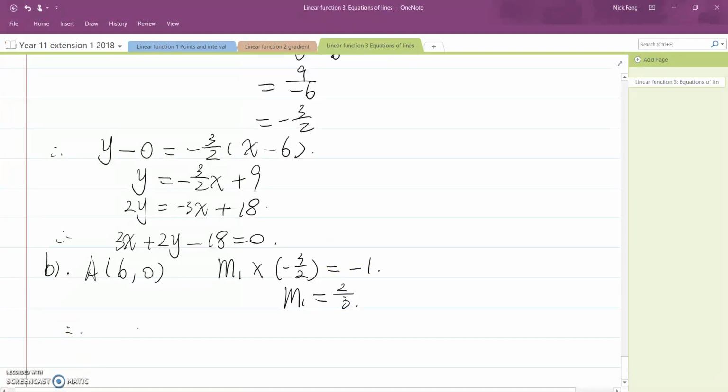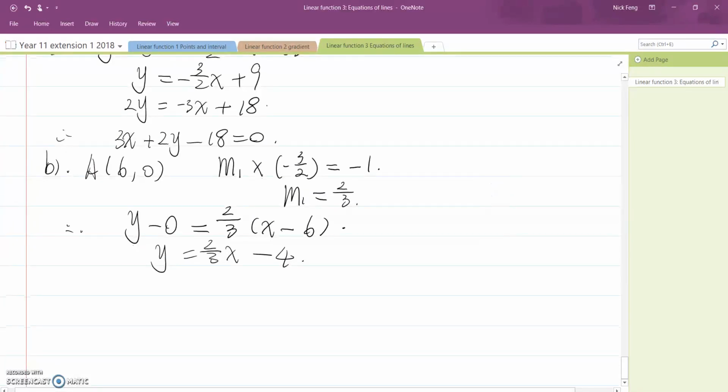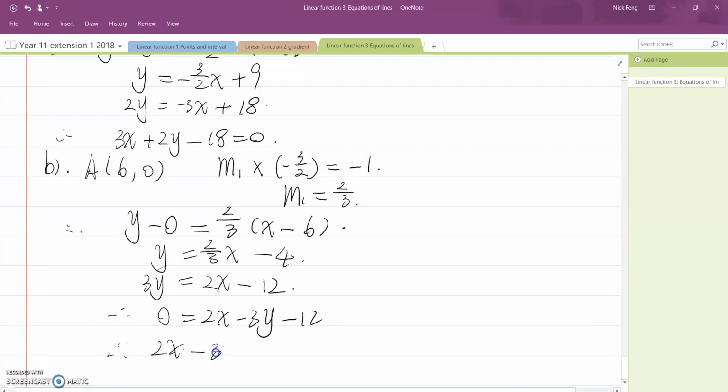So, using the point-gradient formula again, y minus 0 equals m times x minus 6. And we have y equals 2 over 3 x multiplied by 6, minus 4. Again, the question requires general form. Multiply both sides by 3, and put everything on one side. In this case I'll put it on the right-hand side because x is positive there. Therefore, 2x minus 3y minus 12 equals 0.